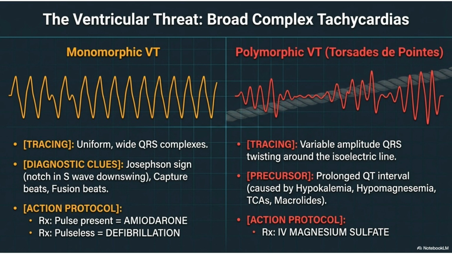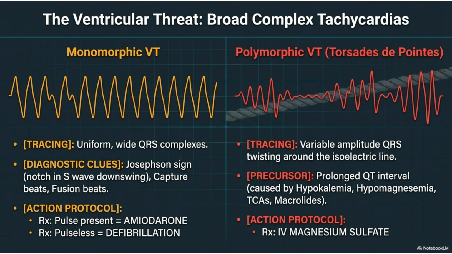These are life-threatening rhythms. Monomorphic VT shows uniform, wide QRS complexes. Look for the Josephson sign, a notch in the S-wave downswing, or capture beats to confirm it's VT. If there's a pulse, treat with amiodarone. If pulseless, you must defibrillate.